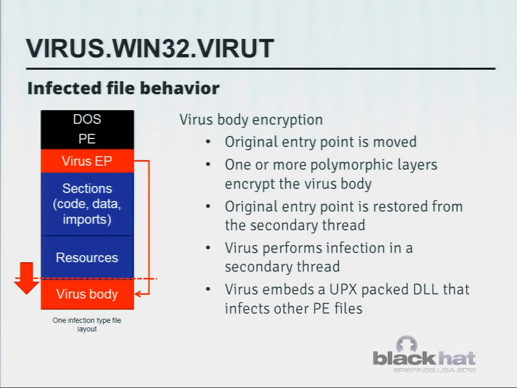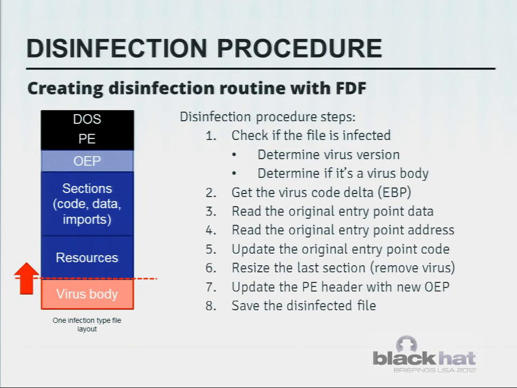So yeah, how does the virus actually behave? So the original entry point is moved, and it's actually overwritten with the virus code. So once the virus code is at the original entry point, then you have to revert that when you are actually disinfecting the file. So the virus body is yet again at the end of the file, so you will be reducing the size of the file as you're disinfecting it, and you will be copying the original entry point back to its original location. So that's all the steps we need to do. We have to determine the virus version.